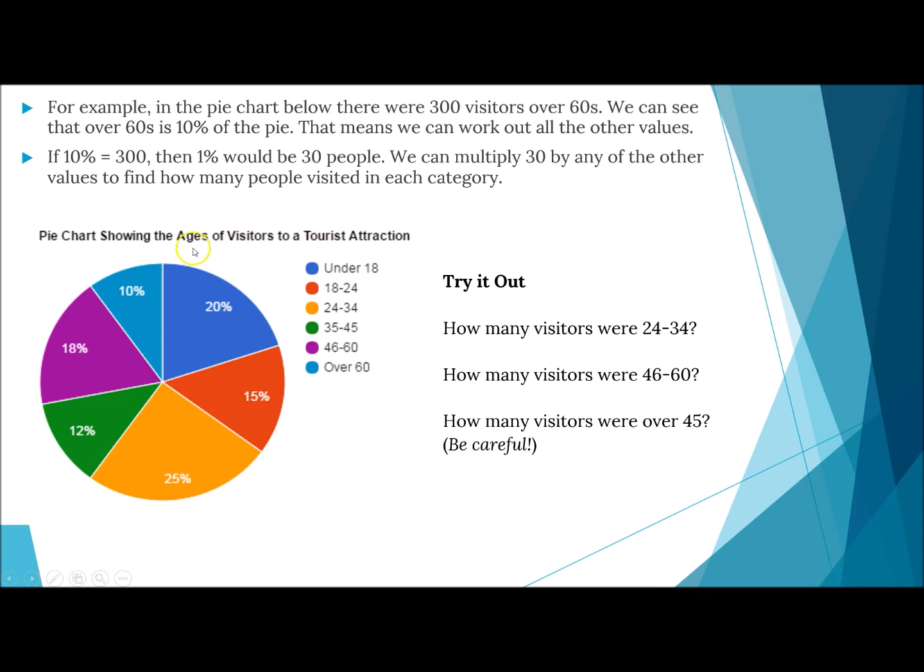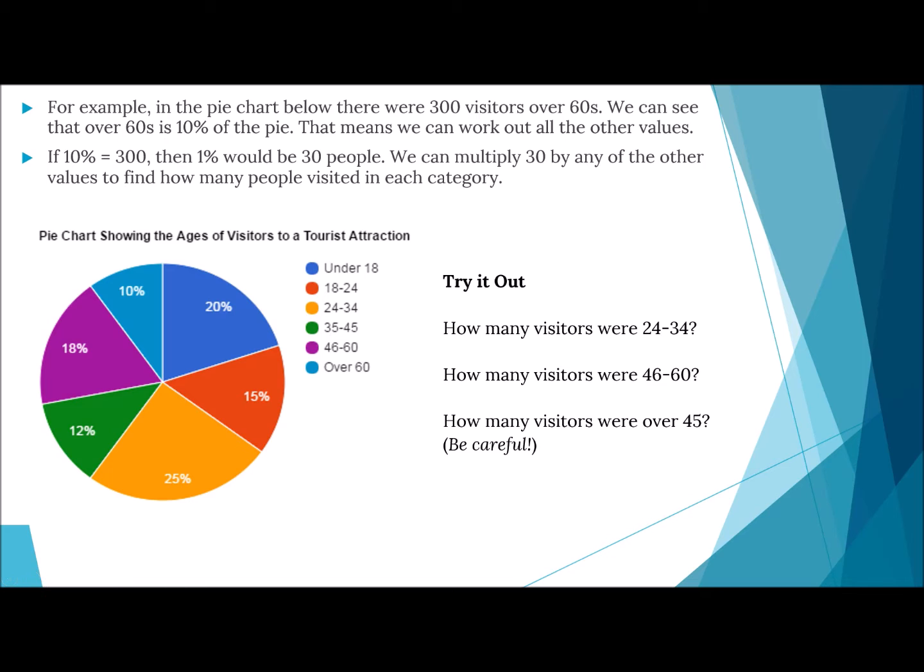So here's a pie chart. It's got its title and it's got its key here telling us what all the colours represent, and the labels are all done in percentage. So we know by reading this first bit here, in the pie chart below, there were 300 visitors over 60. In the over 60s category, that's this light blue one here. So we know that 10% are the over 60s. So by knowing that information, we can then work out everything else.